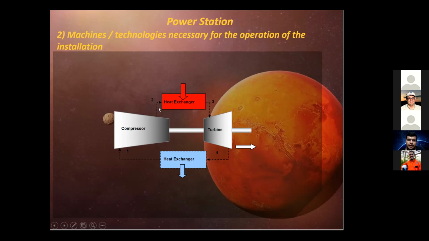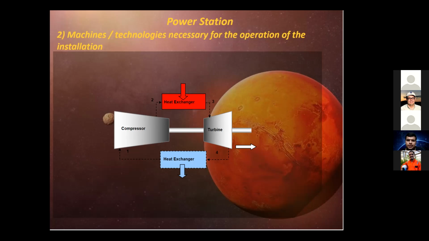After the regenerator it will go to this. So basically this will reduce the amount of heat required in the heat exchanger, because what does a turbine basically do? A turbine reduces the temperature of the flow by expanding the flow. So the temperature will decrease up to a certain level.